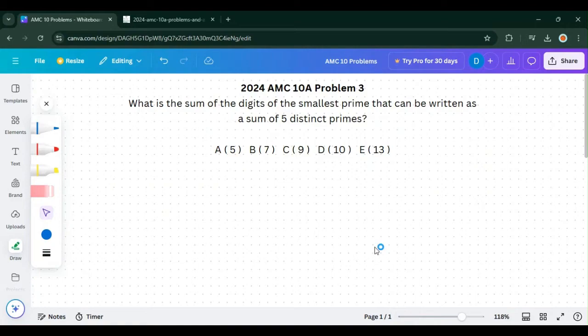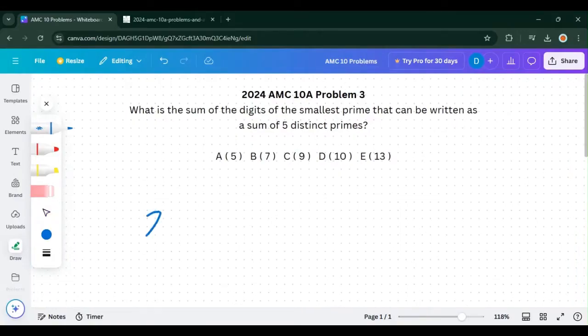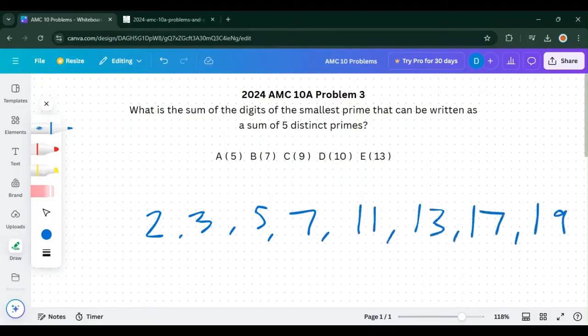Here we're talking about primes. First of all, I'm going to list some primes. Okay, so we've got 2, 3, 5, 7, 11, 13, 17, 19, and we can list on and on and on. But we want to find the fundamental concept.